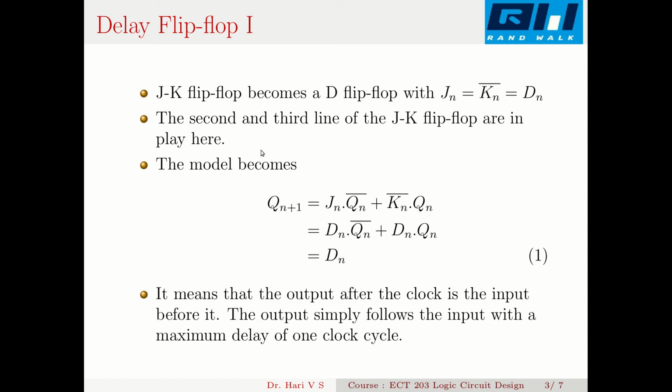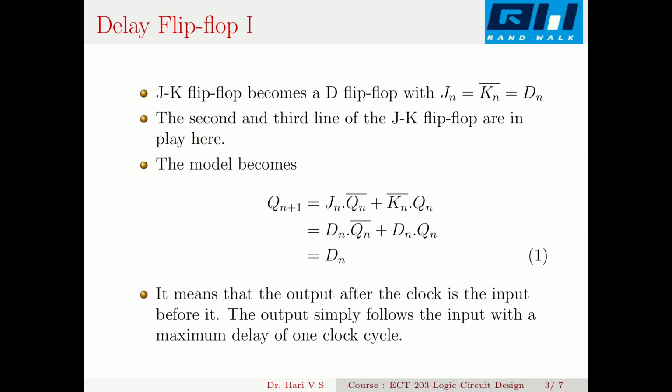So the model is basically that the Qn plus 1 output is Jn Qn bar or Kn bar Qn, with Jn equal to Kn bar equal to Dn, some data input Dn. So it becomes Dn Qn bar or Dn Qn, which is Dn times (Qn or Qn bar). Qn or Qn bar is 1, so Qn plus 1 is Dn.